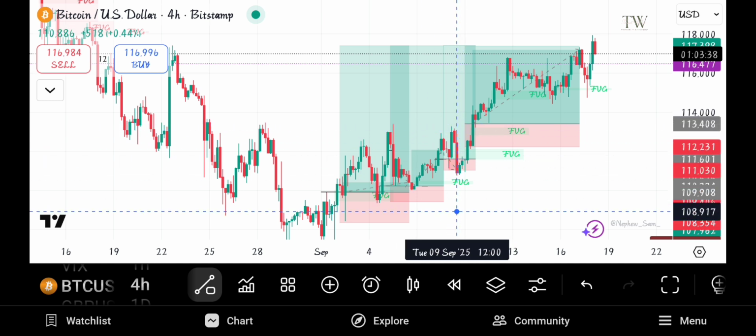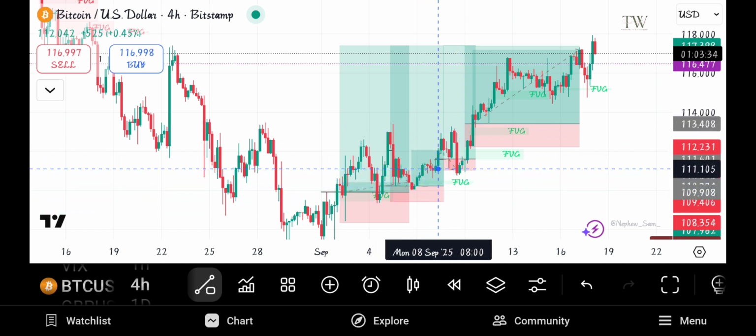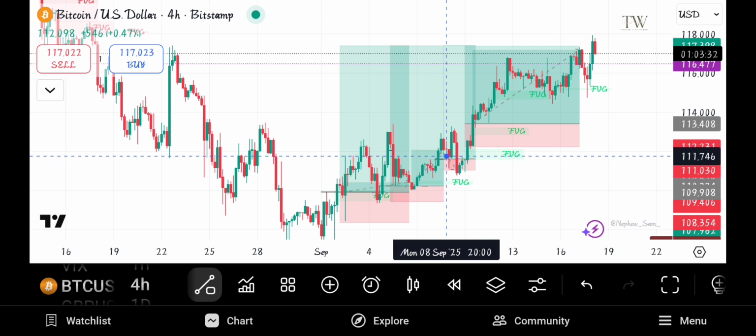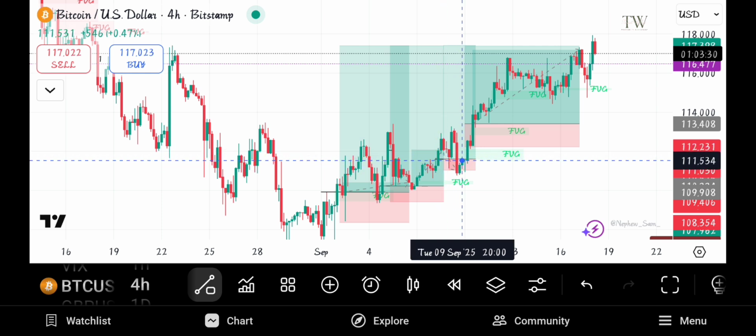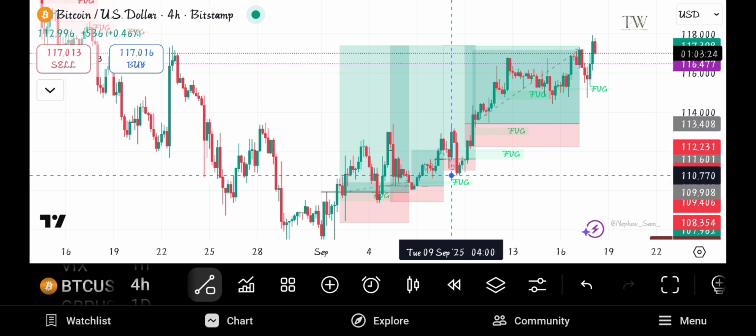It came back again, and when it came back, I also saw another order block. You can see the same pattern again. I still saw another order block, and I was expecting price to respect it, and of course it respected it, because look at this bearish hammer. It actually respected it, but then came back again.